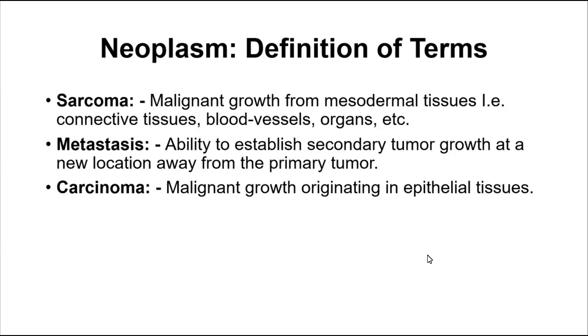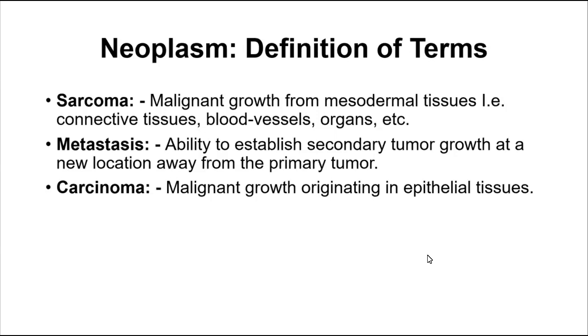That's growth originating in epithelial tissue. So that's why, please take note of the difference between sarcoma and carcinoma. So sarcoma, connective tissue yan. Any malignant, any cancer from the connective tissue, that's what we call sarcoma. What are these connective tissue? We have the muscle, we have the cartilage, we have the blood vessels, so on and so forth.